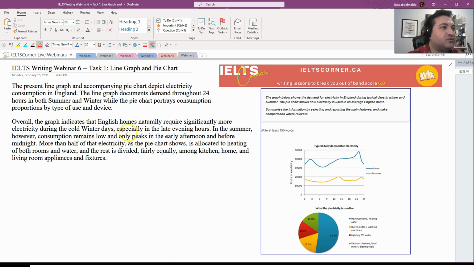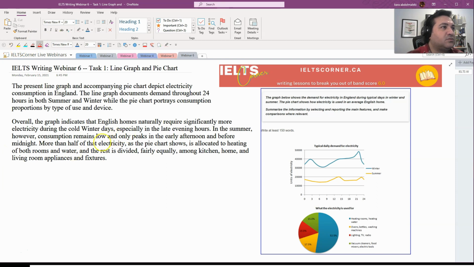Let's see what else we talked about. In the summer, however, consumption remains low and only peaks in the early afternoon and before midnight. So early afternoon and before midnight is here and here. And then more than half of that electricity, as the pie chart shows, so now I've moved to the pie chart. More than half of that electricity, so here I'm talking about this 50%, as the pie chart shows, is allocated to heating of both rooms and water.